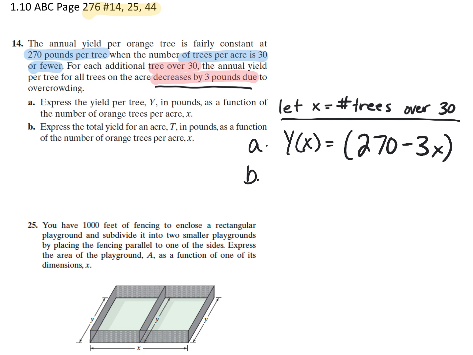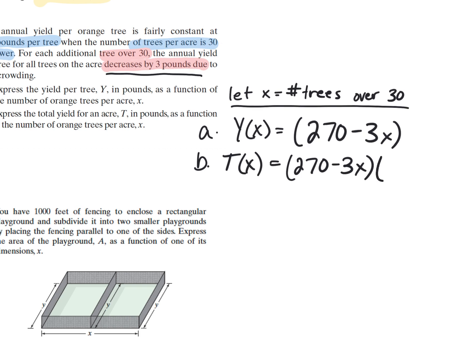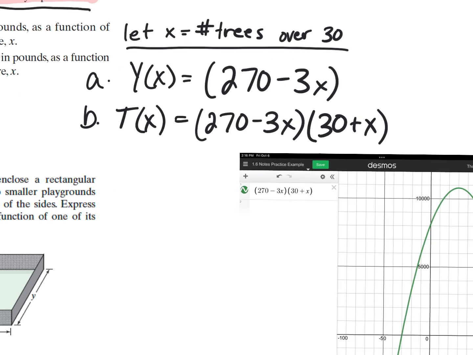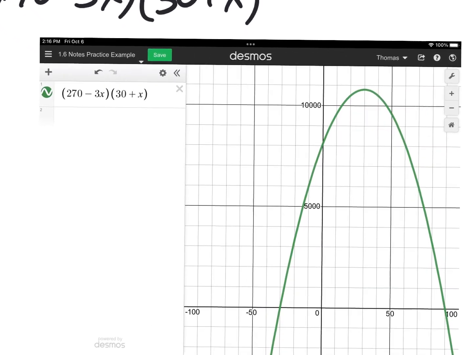For part B, let me label that. For part B, we are going to create another function, which is the total yield of the entire acre. Well, what that's going to represent is the amount of oranges per tree times the number of trees. So the total number of trees will be 30 plus X, right? And what we would do here is multiply these quantities together. What this would result in is a quadratic, which I have pulled here from Desmos.